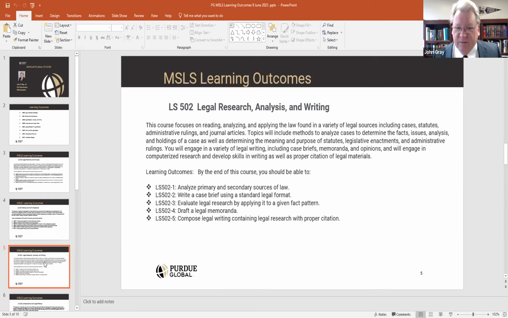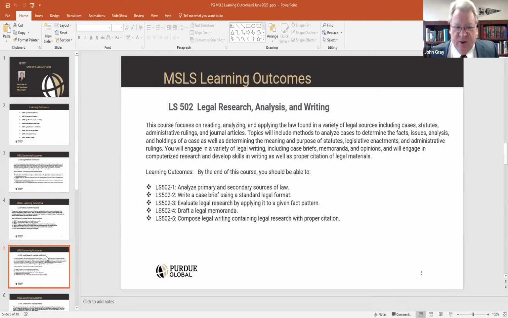So you'll have a variety of legal writing assignments here, including case briefs, memoranda, and opinions, and you'll engage in computerized legal research and develop skills in writing, as well as being able to properly cite cases in legal materials and in your legal writing.